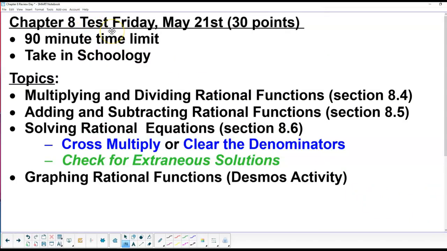Okay, so we have a test on Friday. What is the test? It's 30 points, so it's not as big as the other tests. It's basically the same value as the Chapter 6 test. You're going to have a 90-minute time limit. It will be taken in Schoology.